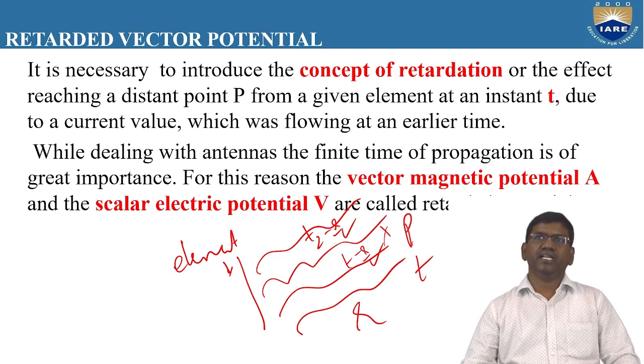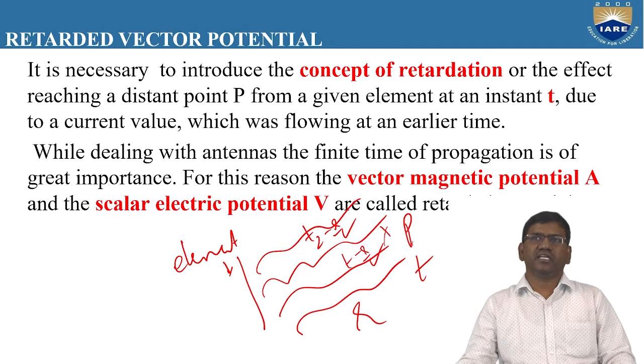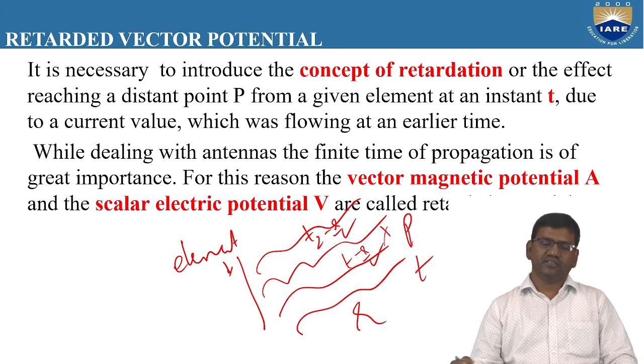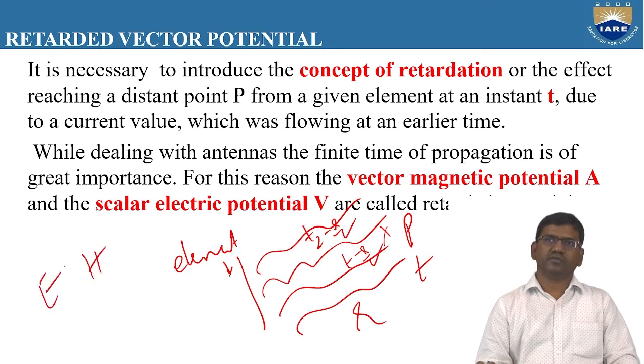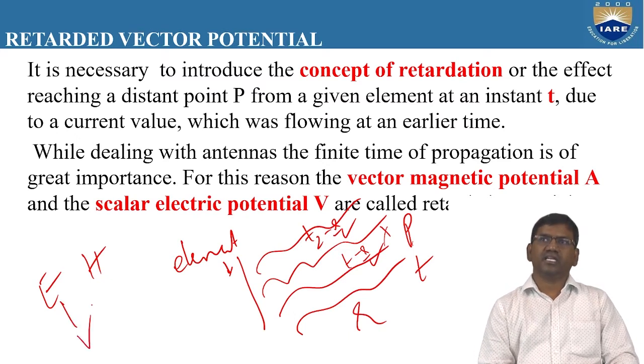While dealing with antennas, the finite time of propagation is of great importance. We have two types of fields at the distant point P: the electric field and the magnetic field. We are going to calculate the electric scalar potential, which is related to the electric field, and the vector magnetic potential, which is related to the magnetic field H. So E and H are the two fields produced at the distant point P. So we are going to calculate the electric scalar potential.